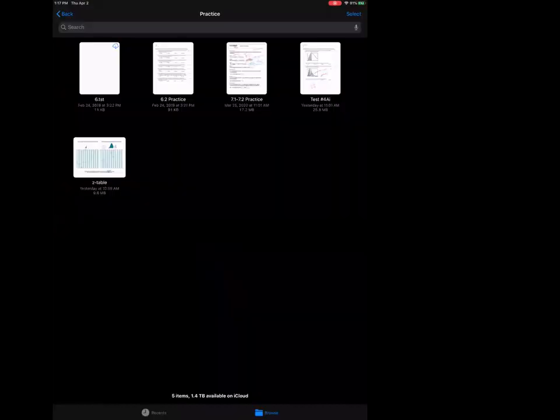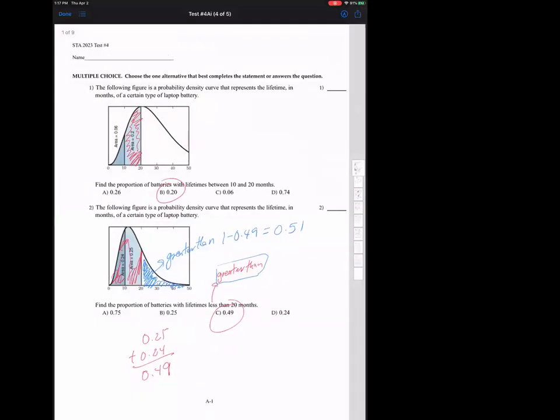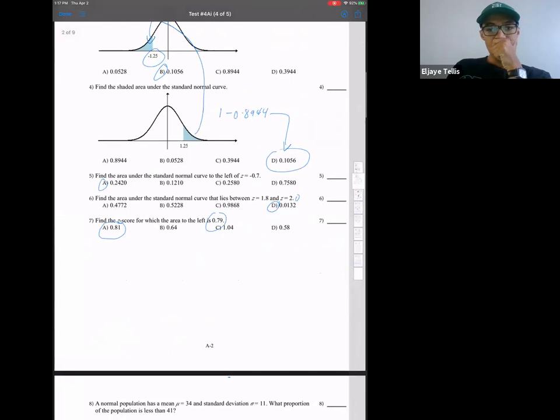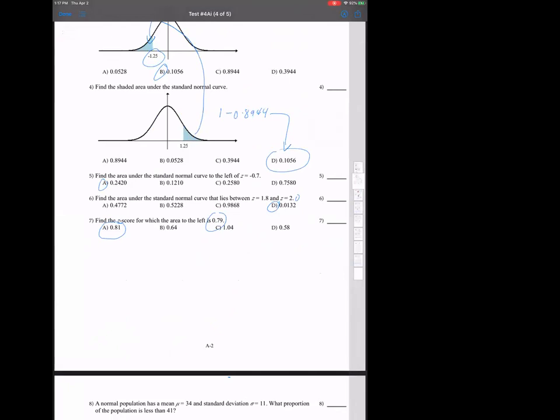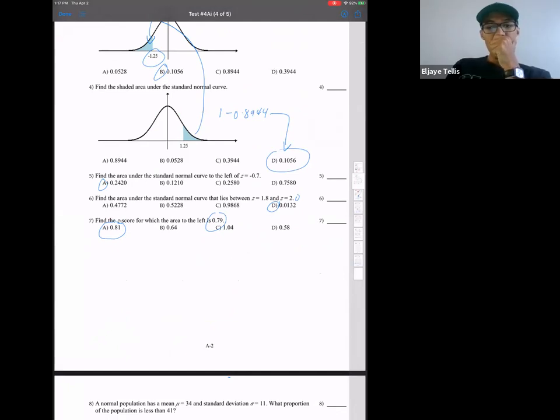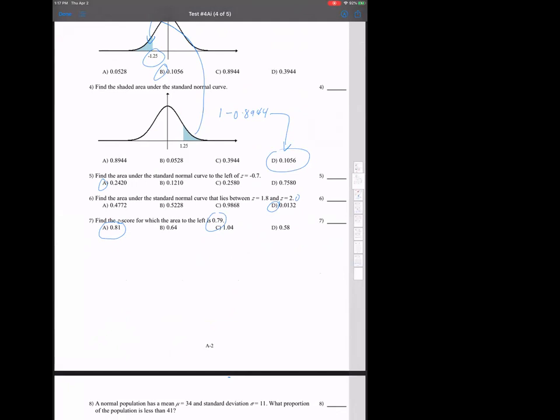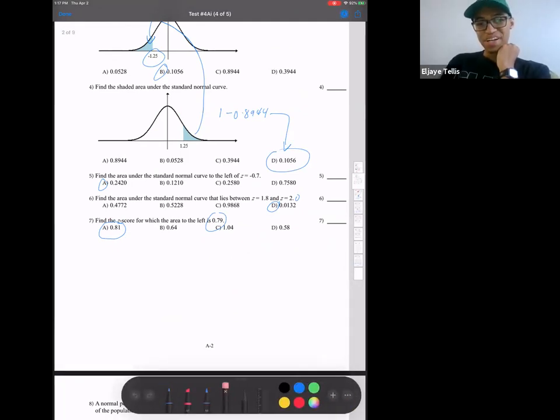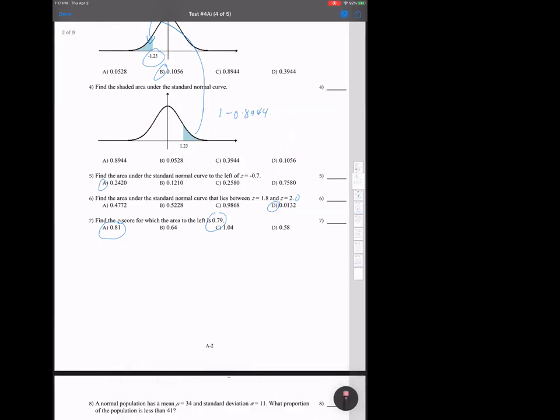Okay, so this one right here. All right, so you say question 4 through 7? Yes, sir. Okay, so number 4 says find the shaded area under the standard curve. All right, so what about this question concerns you? So like, do I go to the table and just look for 1.25? Yes, sir. No, that's not the right answer, but what are you asking?